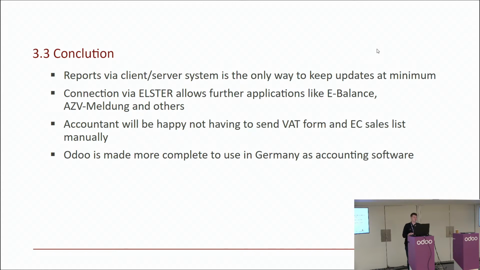Conclusion is, reporting via a client-server system is the only way to keep updates at a minimum. Connections via Elster allow further applications like E-Bilanz, AZV-Meldung and others. Accountants will be happy not having to send the web form and easy sales list manually through Elster.de. And Odoo is made more complete to use in Germany and to get accepted as accounting software.